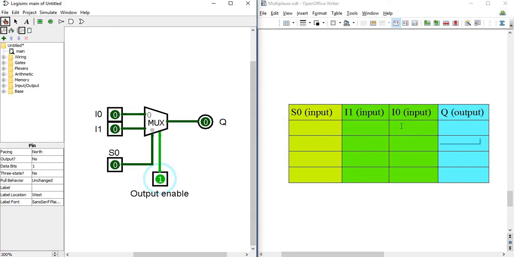And now let's look at the first case. In the first case, our select signal will be 0, and we know that if the select signal is 0, our output is connected to the first input. And if the select bit is 0 and our input signal is 0, then we can see that our output signal also will be 0. In the second case, our select signal will stay the same, but we will change our first input signal from 0 to 1. And we can see that our output signal also became 1. So we have to write here 1 and 1.